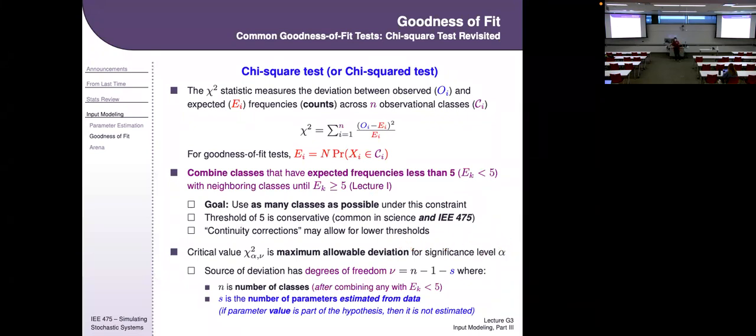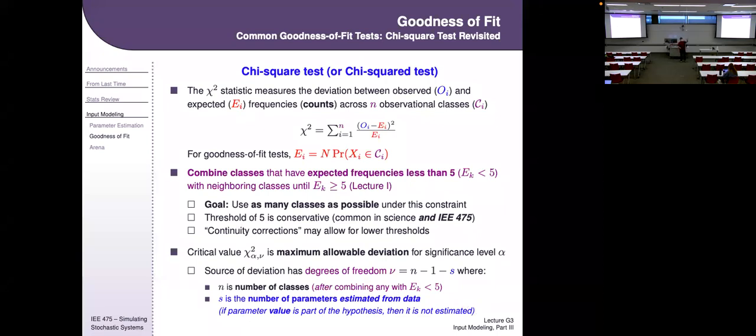The other thing that we're modifying from pre-midterm to after midterm is the degrees of freedom. It used to be just the number of classes minus 1. Now it's the number of classes minus 1 minus the number of parameters estimated from data. So if a parameter is part of the hypothesis, it's not estimated. If I say, here's a bunch of data, test to see if it's normally distributed with mean 5 and standard deviation 2, then 5 and 2 were given to you as part of the hypothesis. They're not estimated. They do not penalize the degrees of freedom.